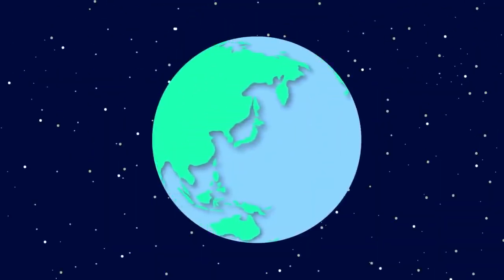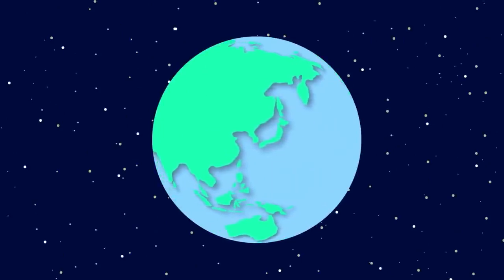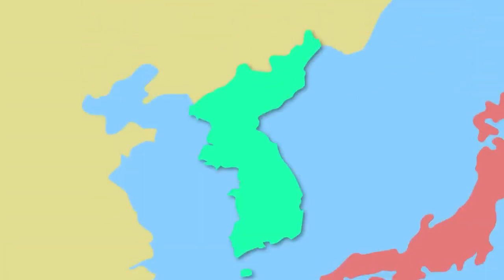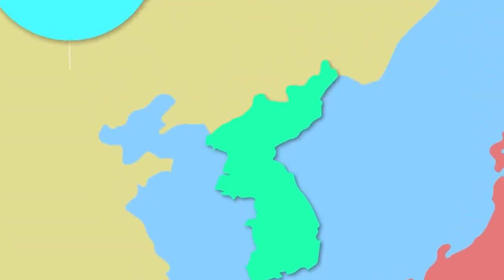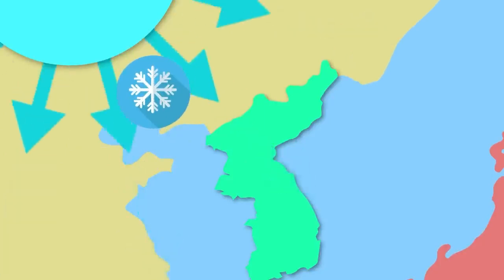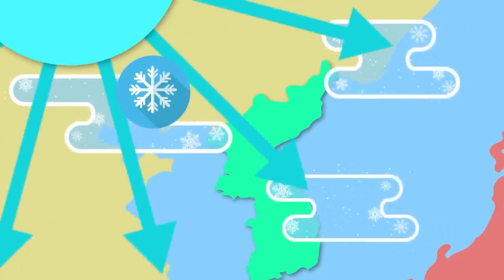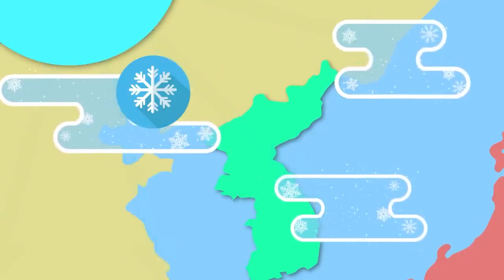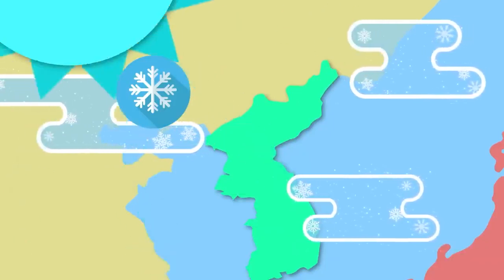Now, let's find out more about the 4 air masses that affect Korea, a country located in Asia. The first is the Siberian Express, an air mass that originates in Siberia. Even the name sounds cold, doesn't it? The Siberian Express influences the weather in Korea in the winter, making it cold and dry.